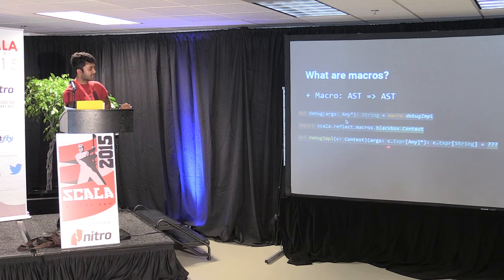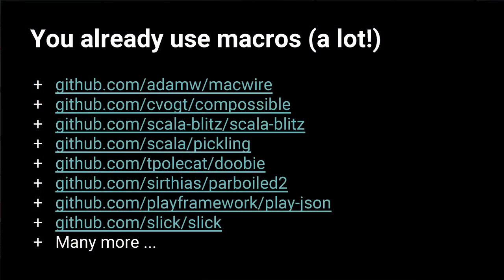So in your debug impl, OK, great. You got the context. This part looks very similar to this part. So instead of args, you get the syntax tree of the arguments. And it says that you're going to get an expression syntax tree of any star. And instead of returning a string, you'd return an expression tree of string. And we'll implement it in the live coding session.